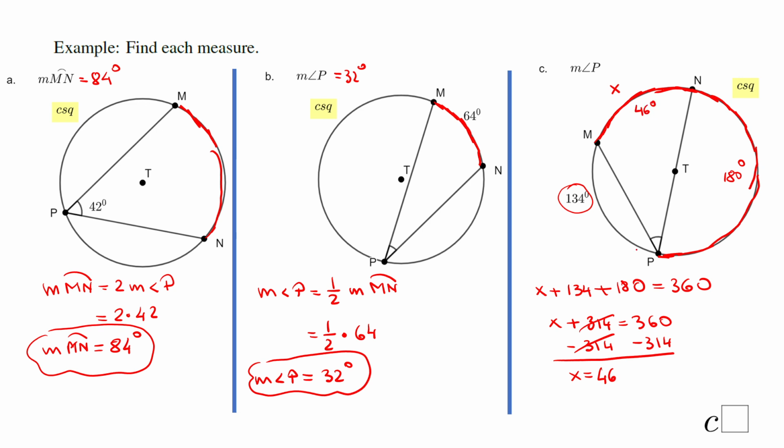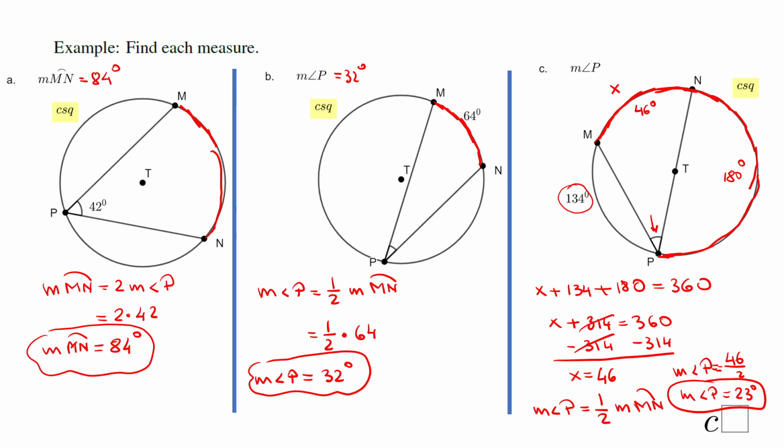So what else do we need to do to find the measure of angle P? We need to divide that by 2, because the measure of angle P, the inscribed angle, is 1/2 of the measure of arc MN. So the measure of angle P will be 46 divided by 2. So the measure of angle P is 23 degrees.